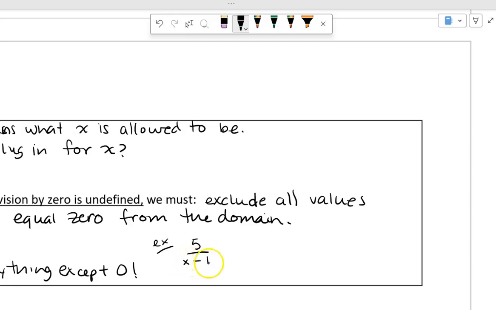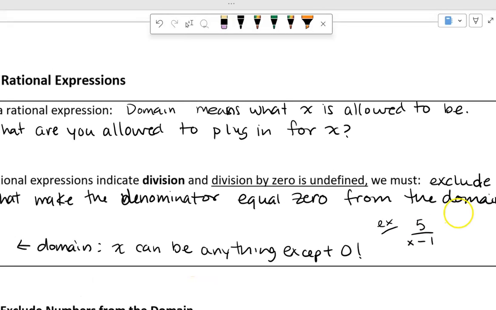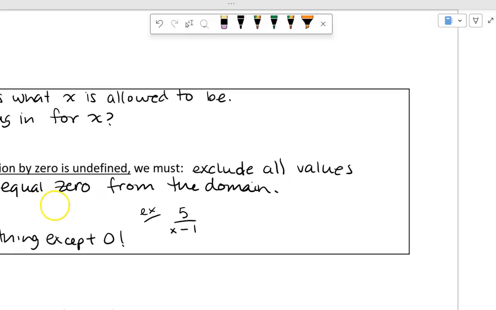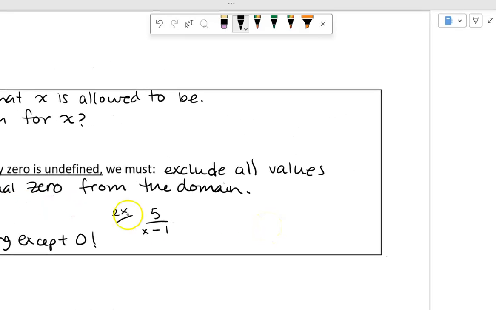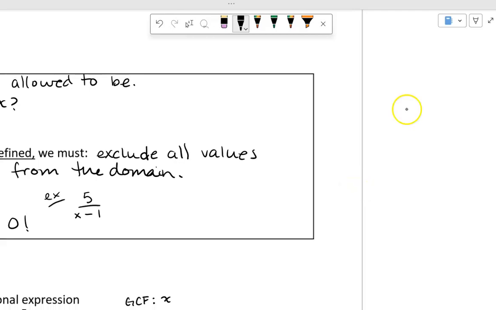I'm going to do one more quick example to show you what happens if I change my denominator just a little bit. Let's go ahead and make, instead of 5 over x, 5 over x minus 1. In this example, if I plug in a 0 for x, it's actually not a problem, which I'll do off to the side. If you plug in a 0 for x, you end up with a fraction that doesn't have a zero denominator, which is totally fine. So it's not that you're not allowed to plug in a zero for x. You're just not allowed to have the denominator equal zero.